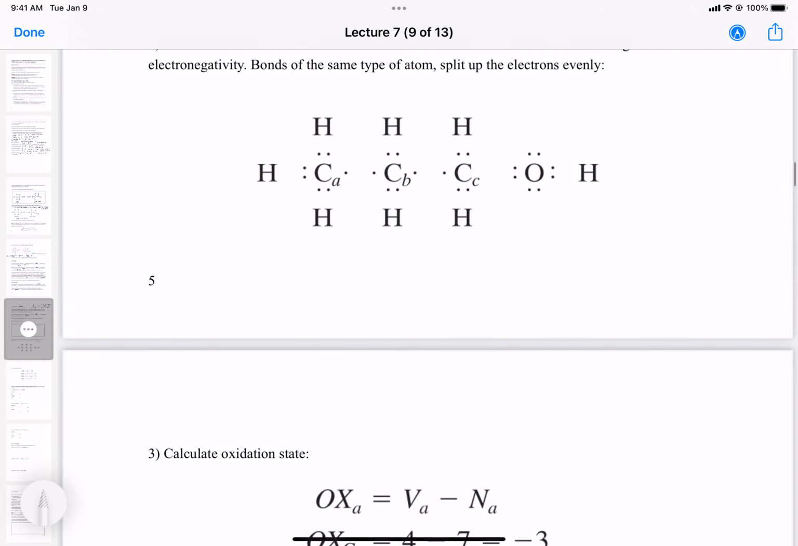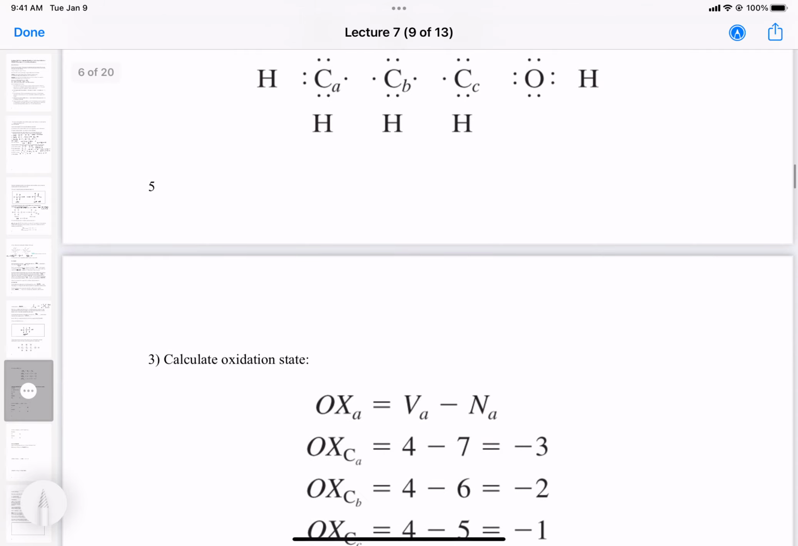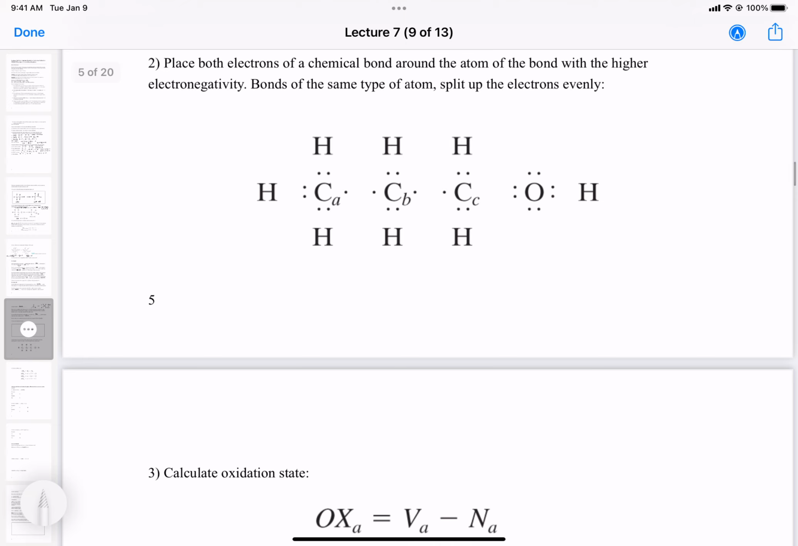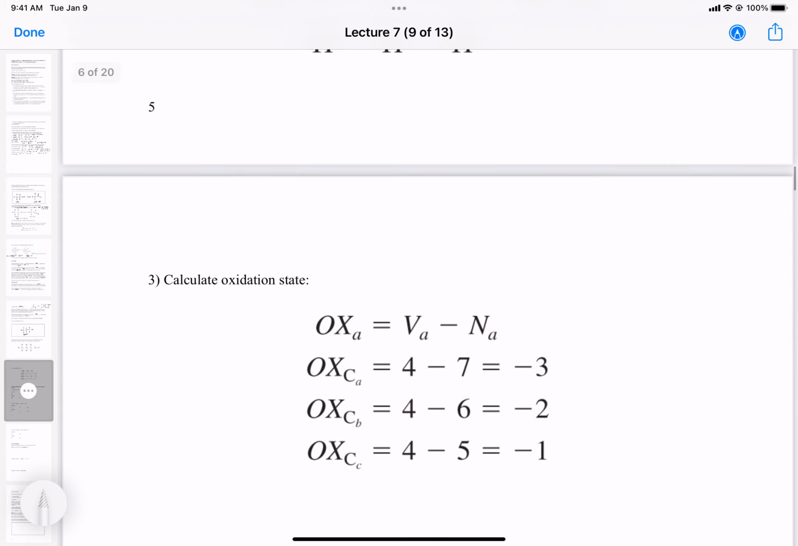And carbon B, there's going to be 6. So 4 minus 6, -2. And then lastly, carbon C here, there's 1, 2, 3, 4, 5. So 4 minus 5, -1 in this case. So all 3 carbon atoms have different oxidation states.